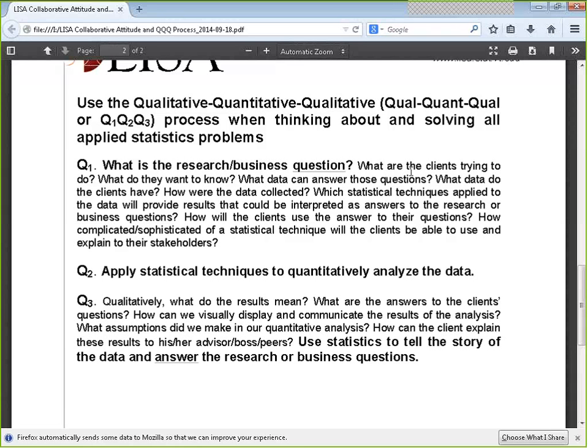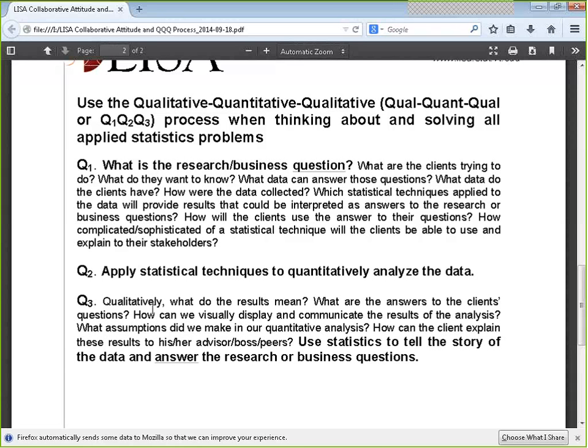Once you've analyzed the data, the last part is basically qualitative again. It's what is the answer to the original question. You spend a lot of time figuring out the original question. Now you'll spend the time trying to make your statistics understandably answer the research question. So qualitatively, what do the results mean? What are the answers to the client's questions? How can we visually display the data? And how can we communicate the results of the analysis?